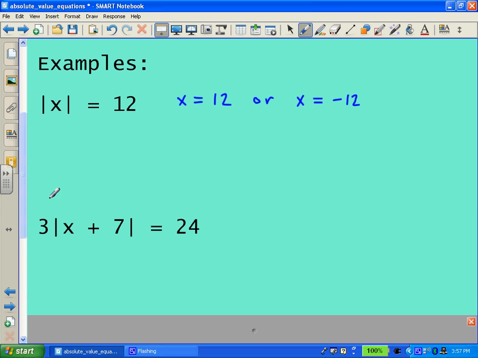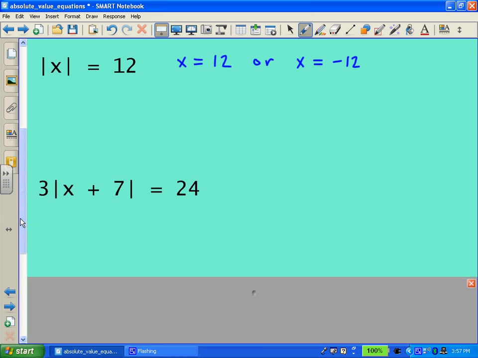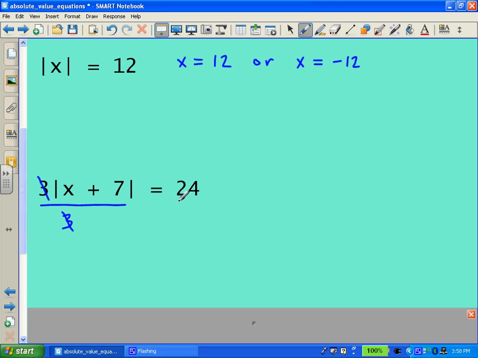Okay, that one was an easy one. Let's get to something a little more interesting. Now here, my absolute value isn't by itself yet. I have 3 times the absolute value of x plus 7 equals 24. So you can see my absolute value is being multiplied by 3. I've got to get rid of this 3, so I'm going to divide by 3, because it's 3 times, so I do the opposite. So I get the absolute value of x plus 7 equals 8. Now I have the absolute value by itself.